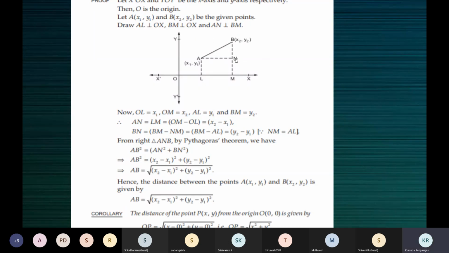So you can take this example here. 3 points N, A, and B. NB is equal to NA means N is equidistant from A and B. But we see that N is not the midpoint of AB. In fact, the 3 points A, N, and B are not even collinear. They don't lie on the same straight line.